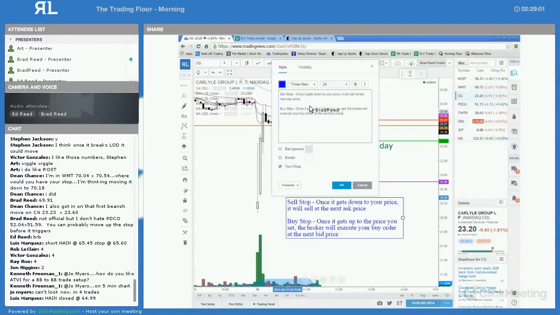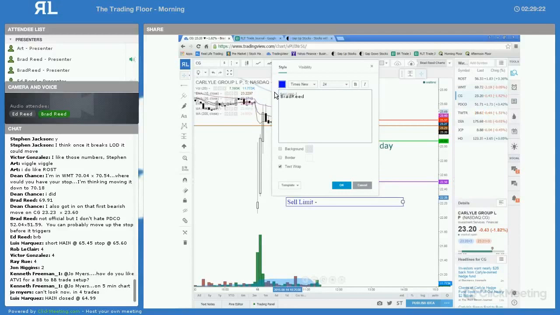So that's the sell stop and buy stop in actual real life situations. If you want to sell shares at a certain price or lower, you do a sell stop. If you want to buy shares at a certain price or higher, you do a buy stop. Now, the opposite side is a buy limit or a sell limit.